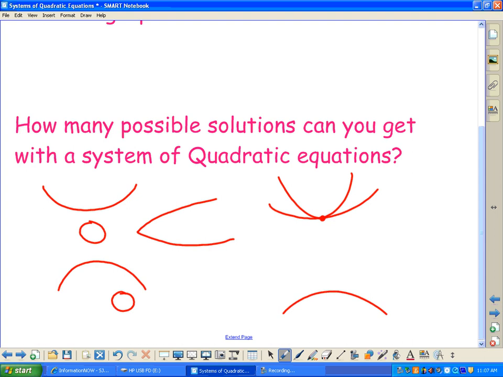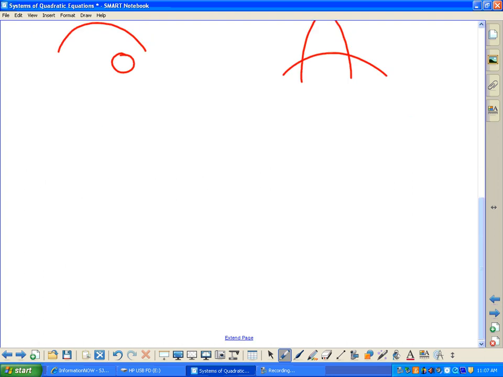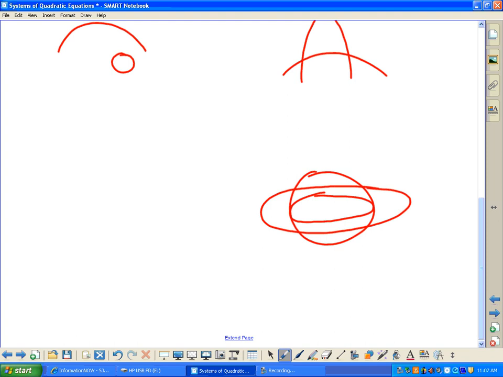Could I get 2 possible points of intersection? How? Maybe here, with my parabola opening down, or a circle and an ellipse, right? Depending on how it's set up. If this is your circle, and your ellipse is inscribed and it just intersects there and there, I could get 2 points of intersection. I could get 3. Could I get 4? How could you get 4? If the ellipse extended outside, there's one possible configuration. There are lots, though.